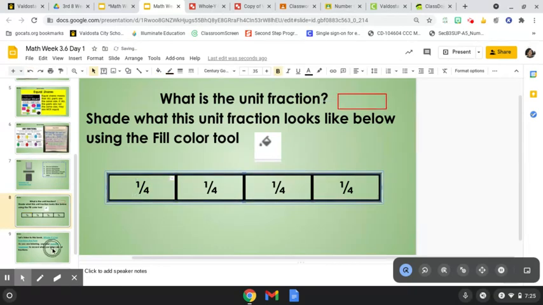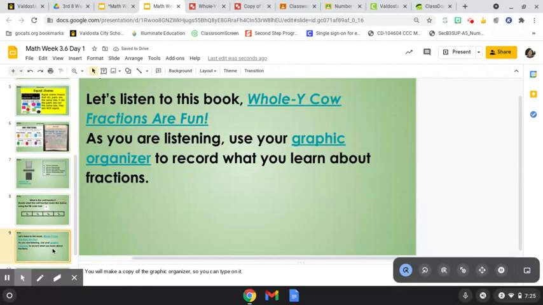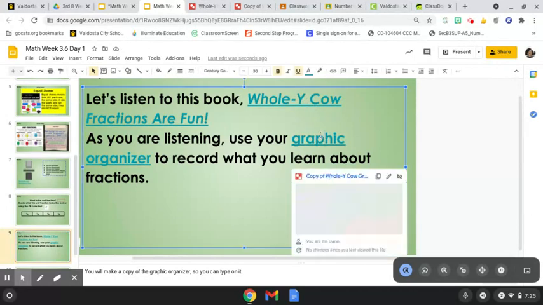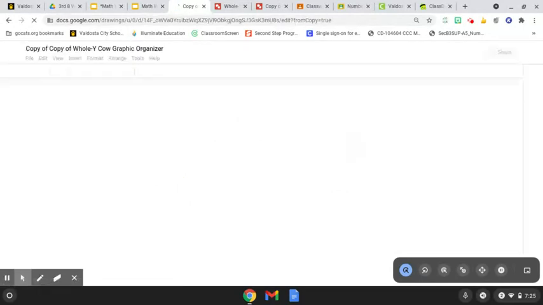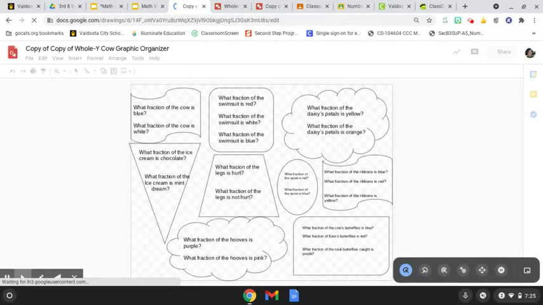Okay. Down here, you're going to listen to the story, Whole Cow: Fractions Are Fun, which is a fraction story. And then you're going to click here to make a copy of the graphic organizer to answer the questions. See, it's going to force you to make a copy. So click make a copy, and it will be your copy to type on. And then as you're listening to the story, you will want to pause it so you can answer these questions.